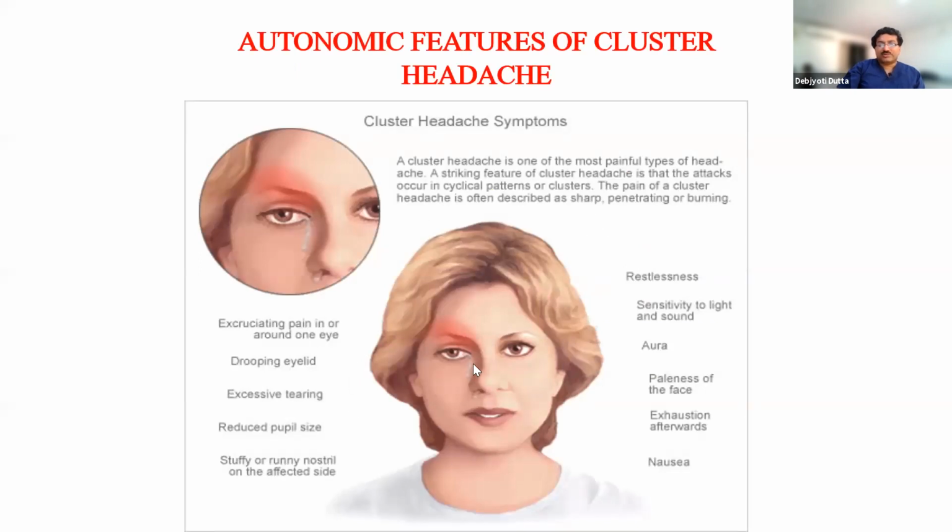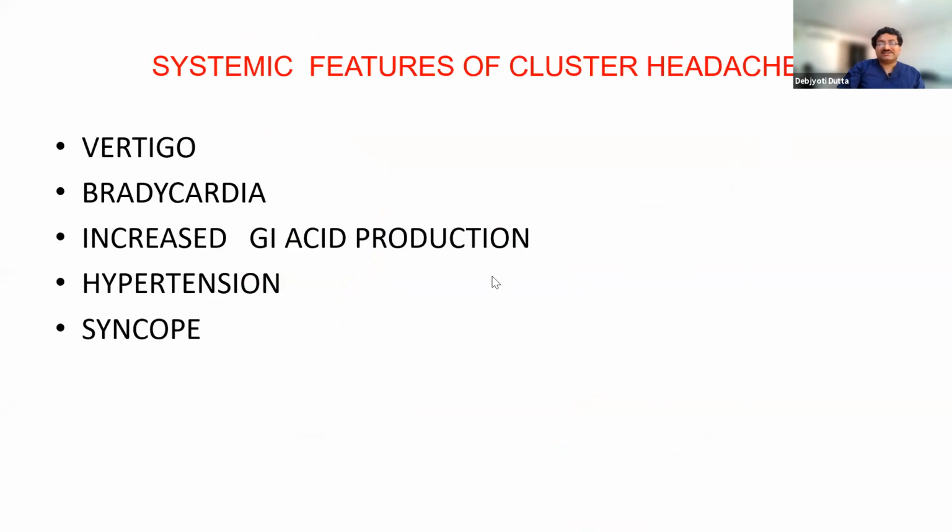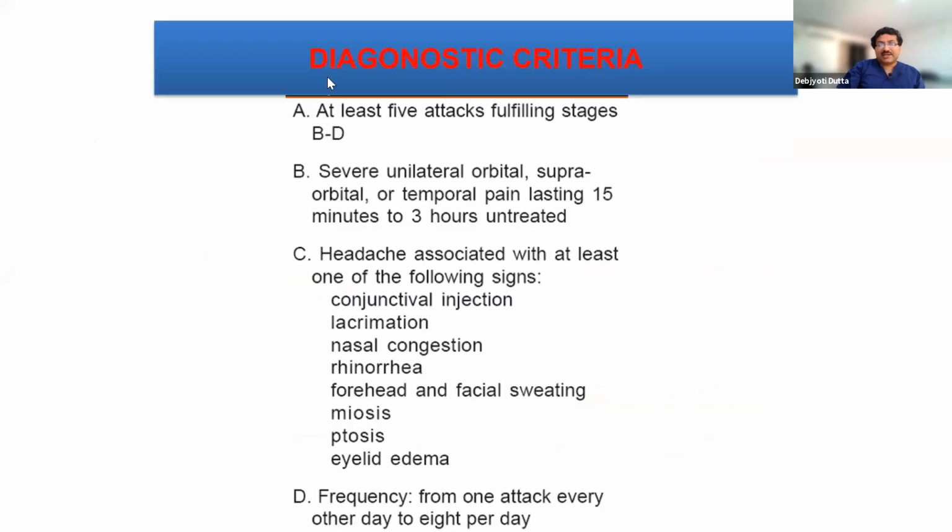These are the autonomic symptoms. What are the autonomic symptoms? There is redness of the eyes, congestion, nasal stiffness, constricted pupil. This might occur in case of cluster headache. Systemic features of cluster headache might be vertigo, bradycardia, increased GI acid production, hypertension, syncope. So that might occur with the headache.